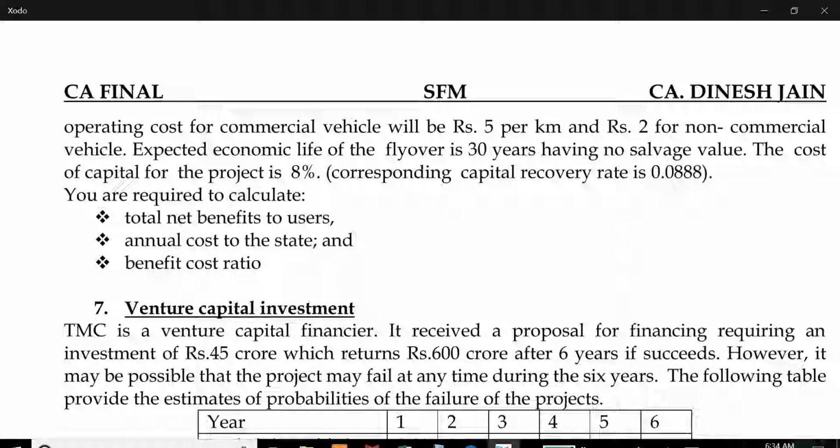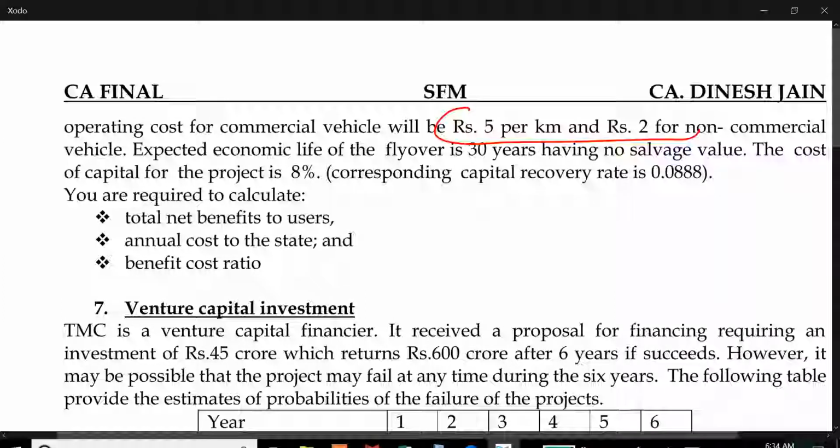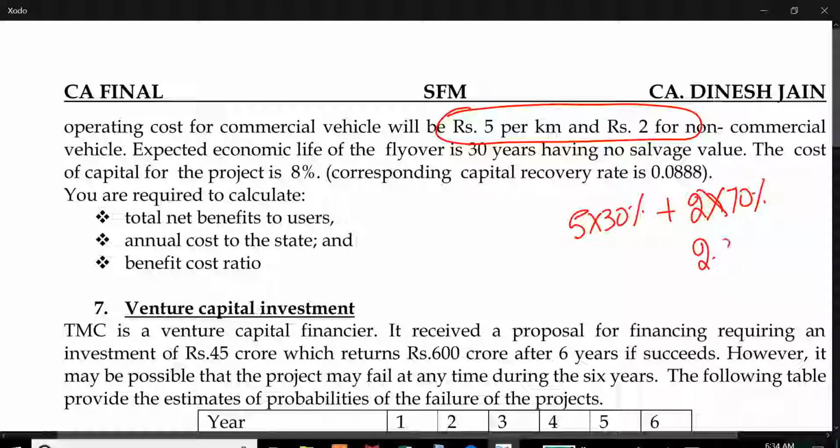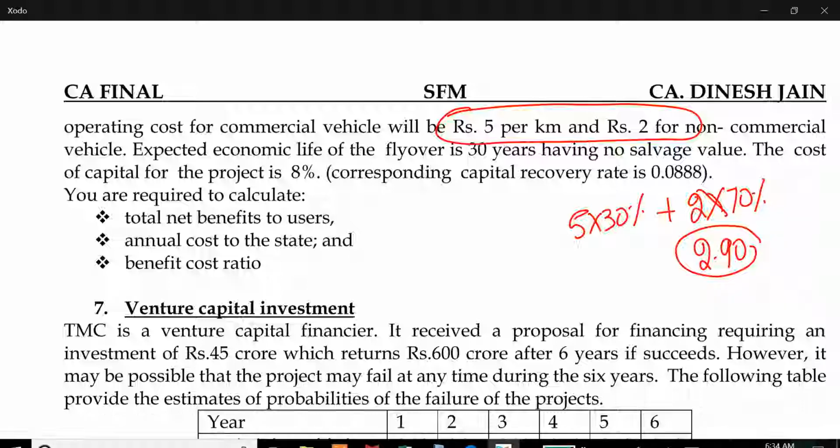Okay, first let's do a blended rate of this 5 and 2. So the cost per extra kilometer is going to be 5 rupees into 30% plus 2 rupees into 70%. The traffic mix is 30-70. So you will end up getting 2.90. That's the extra cost. 2.90 is the extra cost.